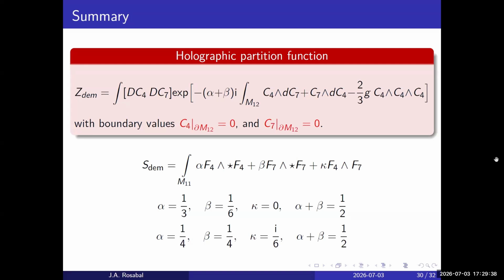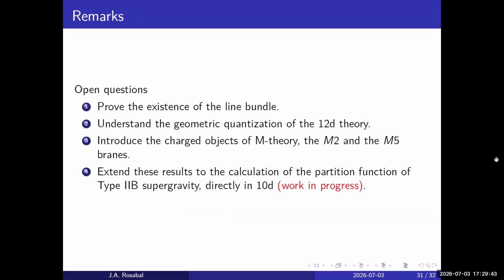I don't know, but this is a funny thing related with this result. So yes, I think I can stop here. Just one thing is to say that this is a section of a line bundle, and a different thing is to prove that this line bundle exists.